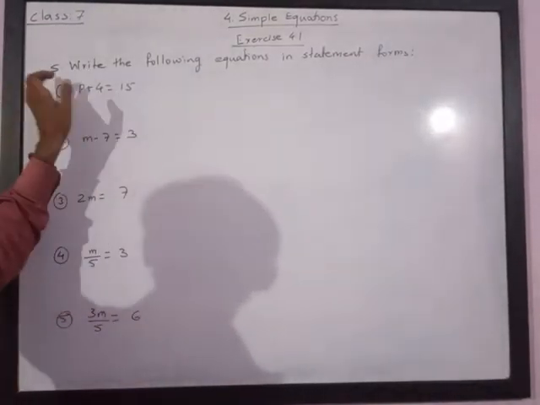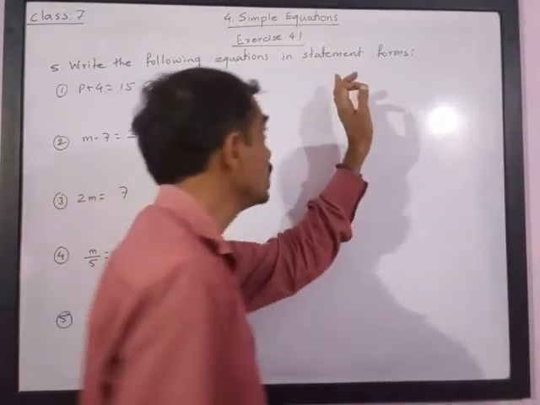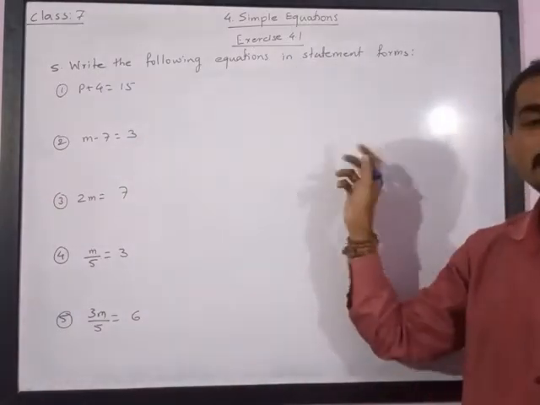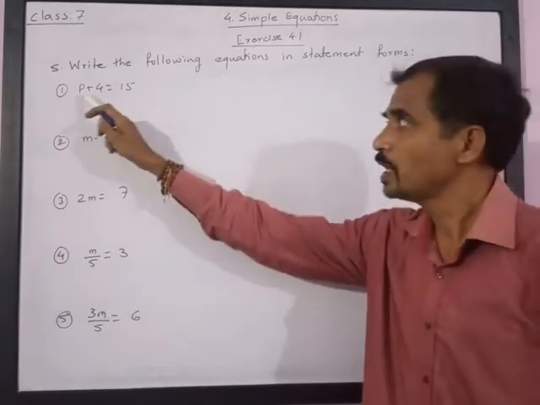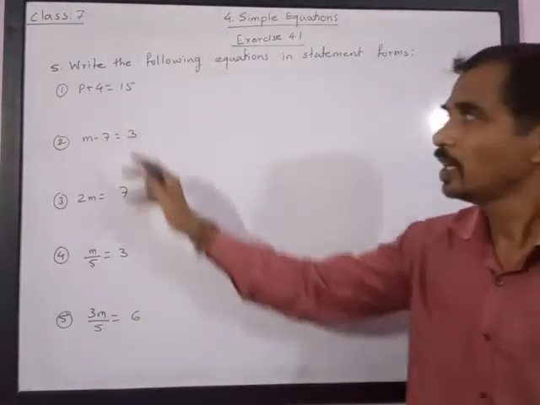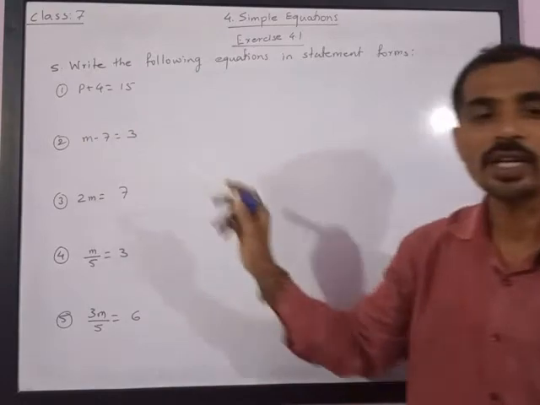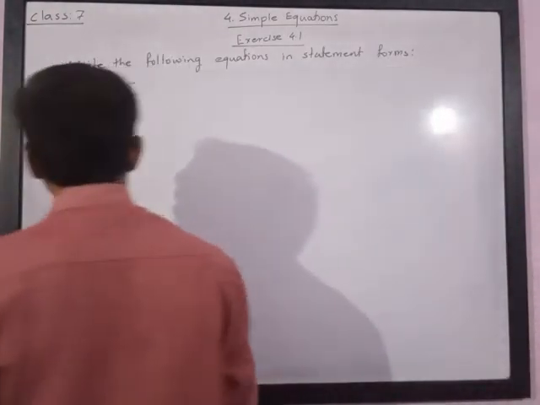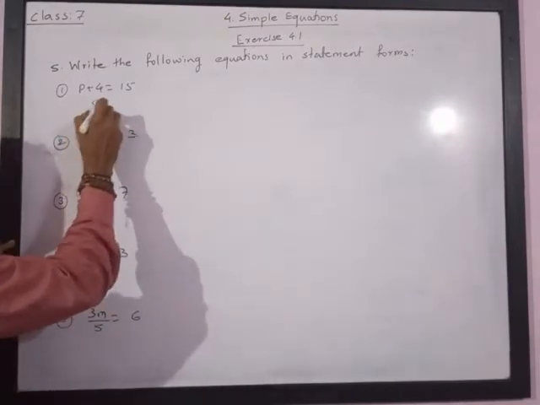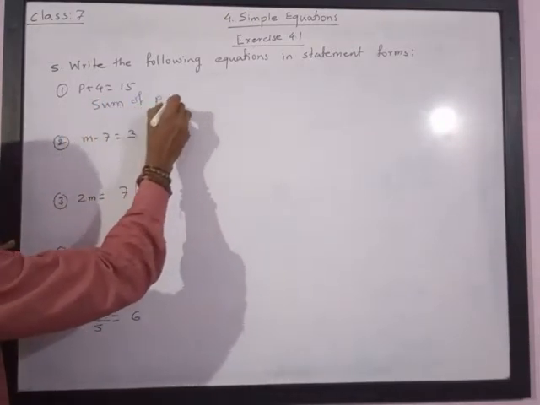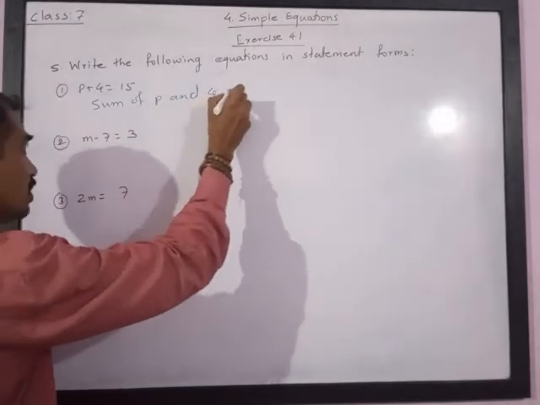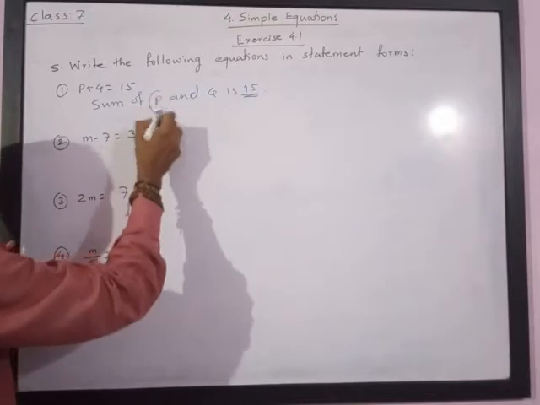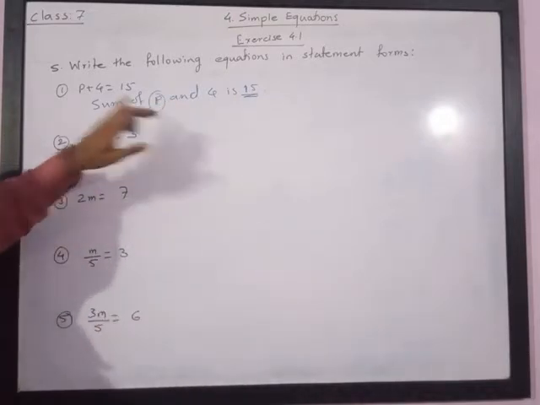Here friends, next question is write the following equations in statement form. So here equations are given and we need to write these in statements. Now see, p plus 4 is 15. Here p is the variable given. It is not necessary that you mention the variable while writing the statement. So you can write sum of p and 4 is 15.